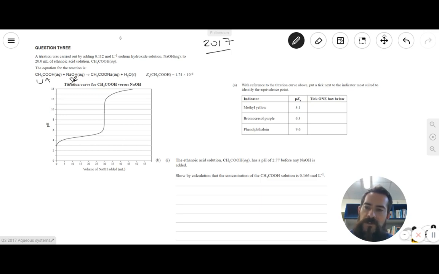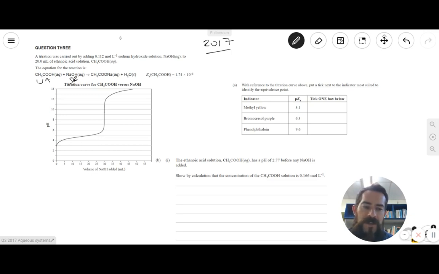The other thing I can say as well is that in 2017 they dealt with a weak acid and a strong base titration curve. In 2016, they dealt with a weak base and a strong acid titration. And then in 2015, they went back to a weak acid and a strong base. So if you had to make a prediction for 2018, it could be a weak base and a strong acid titration. But know these two types of curves.